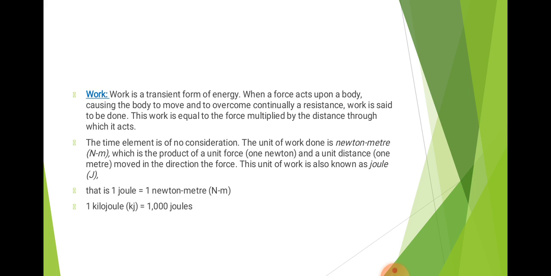So the unit of work done is Newton meter, which is the product of unit force and the unit distance moved in the direction of the force. So the unit of work is also known as joule. So 1 joule is equal to 1 Newton meter and 1 kilojoule is equal to 1000 joules.